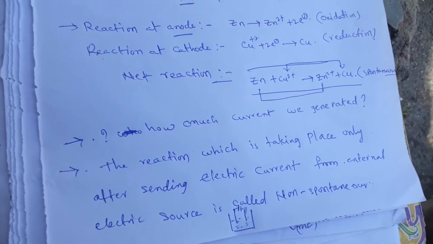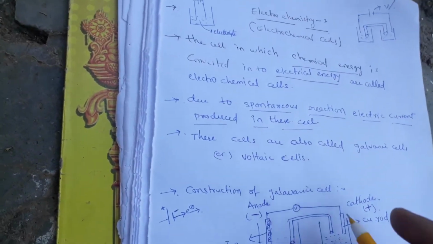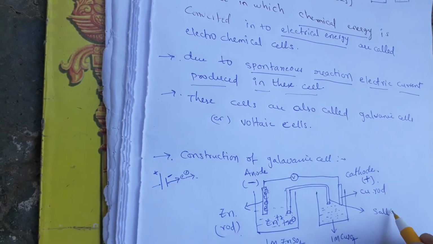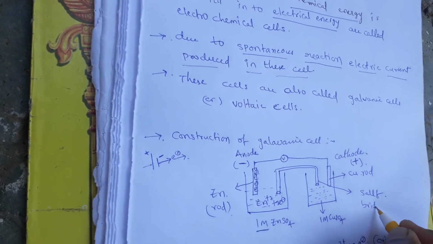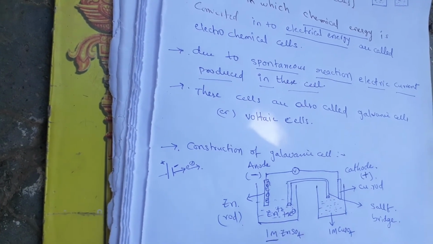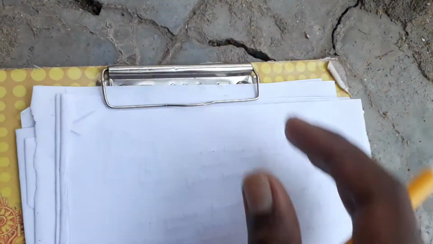Here we are generating current from a spontaneous reaction. If you see here the salt bridge, there is a bridge between the two beakers. We can say it is a salt bridge. So what is the role of the salt bridge? We will see here.